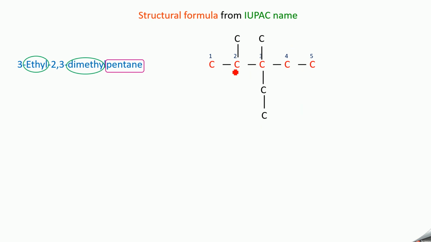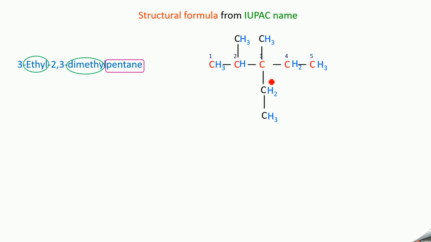So in the first carbon only 1 valence is satisfied, so CH3. Second carbon, 3 valences are satisfied, so CH. For this carbon all the 4 valences are satisfied, so you need not write any hydrogen. For this carbon 2 valences are satisfied, so CH2. For this carbon only 1 valence is satisfied, so CH3. Now here we have this carbon and this carbon, 1 valence is satisfied, so CH3. Now for this carbon only 2 valences are satisfied, so CH2. For this carbon only 1 valence, so CH3. So you have to fill it with hydrogen like this.